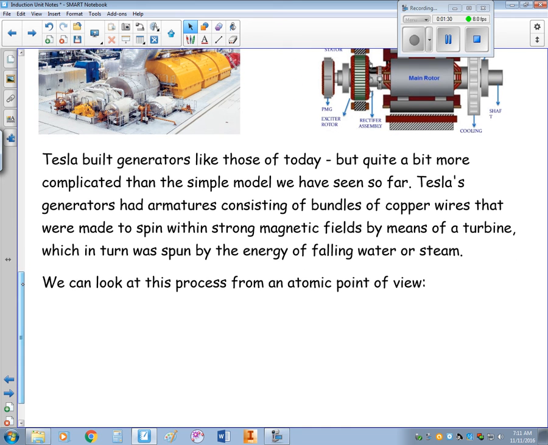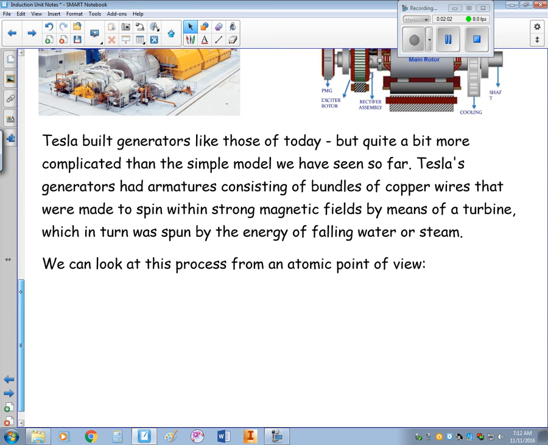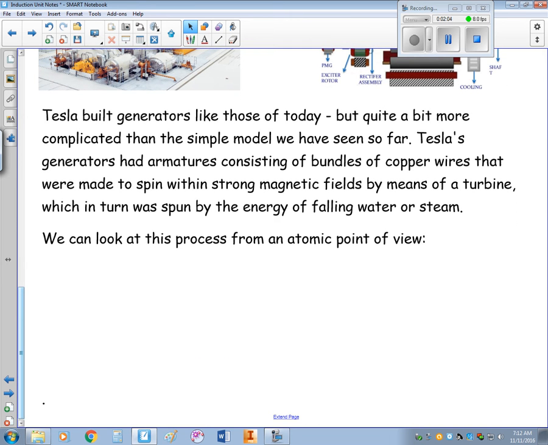Tesla built these generators, and many of his designs are still used to this day. They're a little bit more complicated than the simple models we've seen. But Tesla's generators had armatures consisting of bundles of copper wire that were made to spin within strong magnetic fields with a turbine. This was usually spun by either water falling over the turbine, like in a hydroelectric dam, or steam, and we've taken a look at several ways of making steam to make electricity.